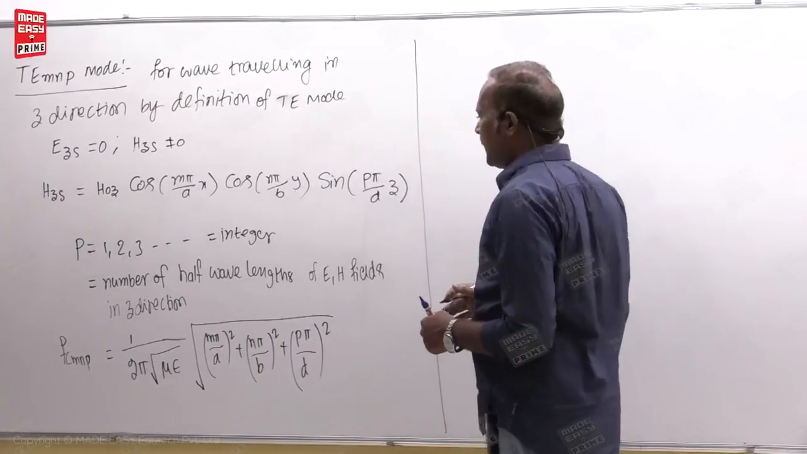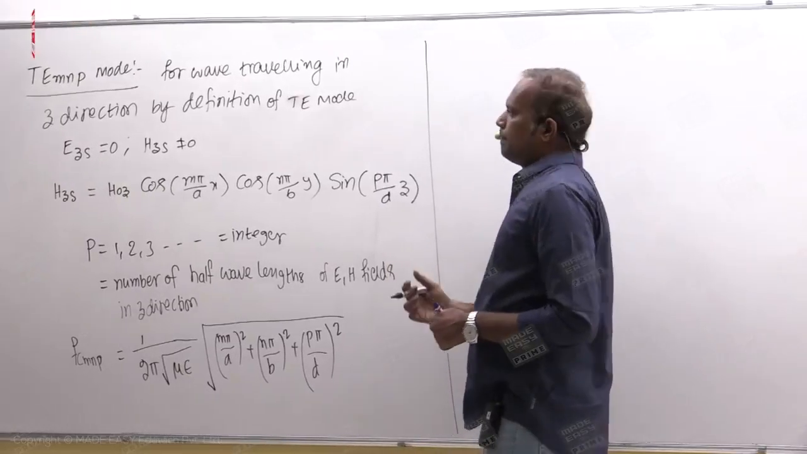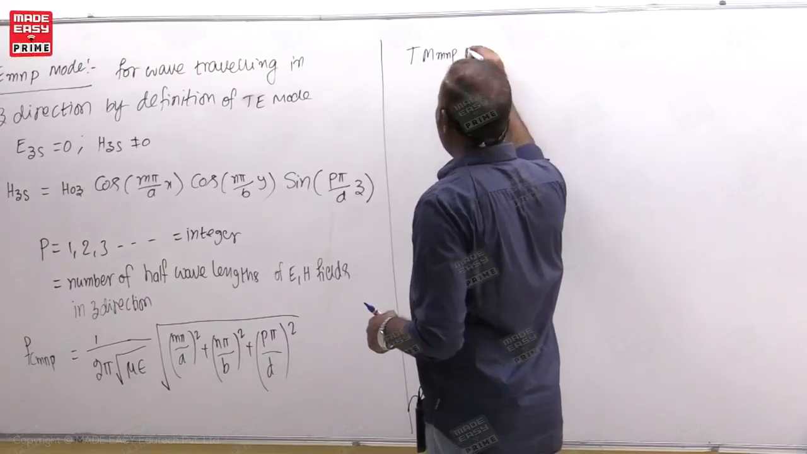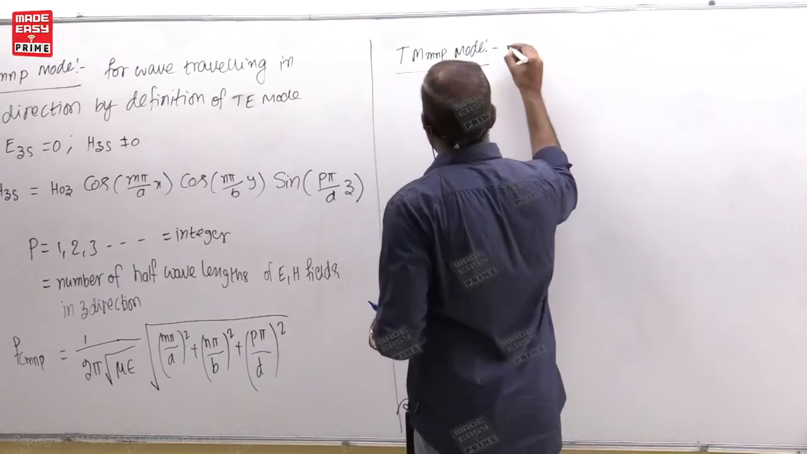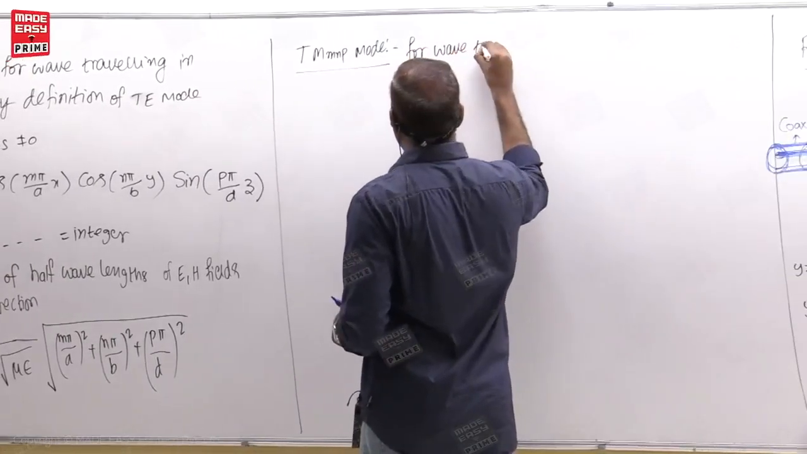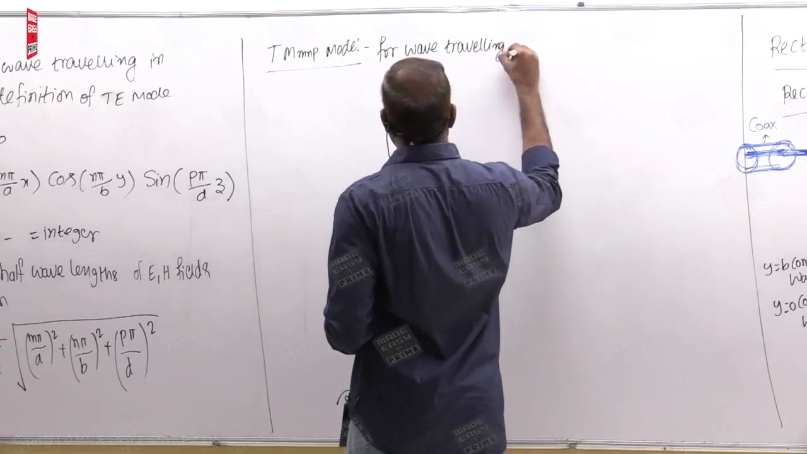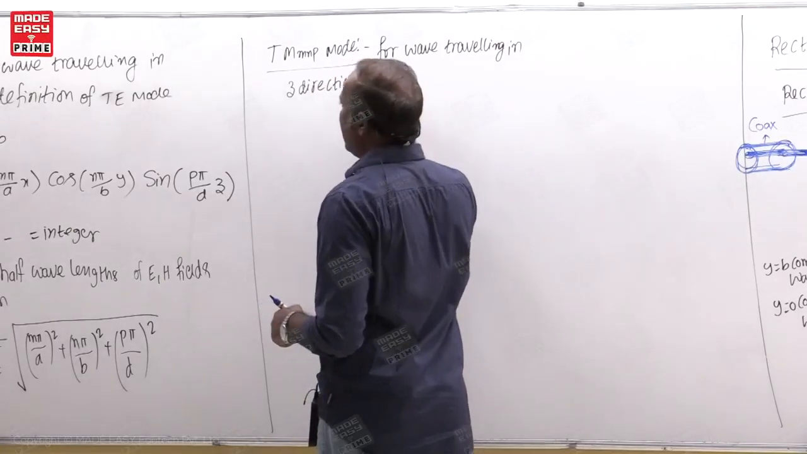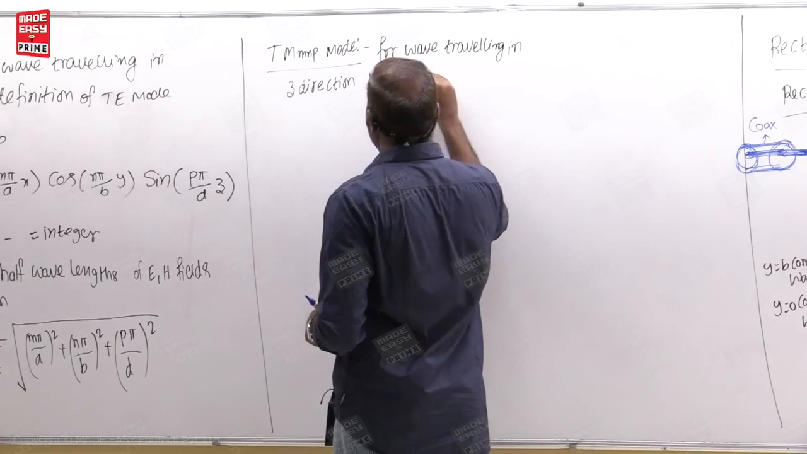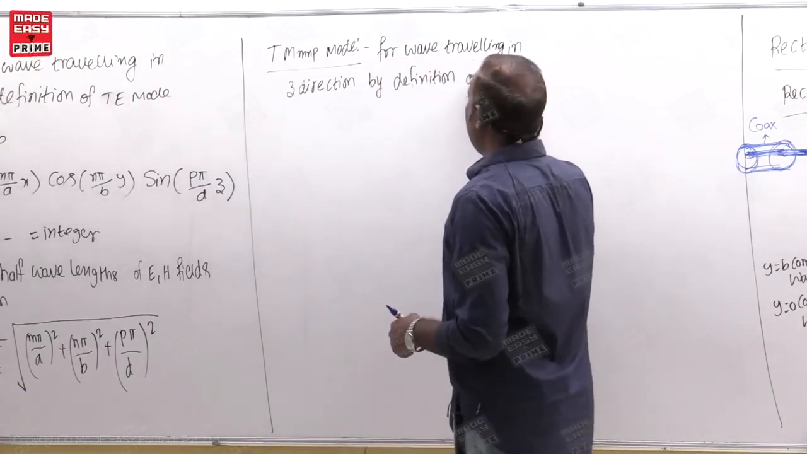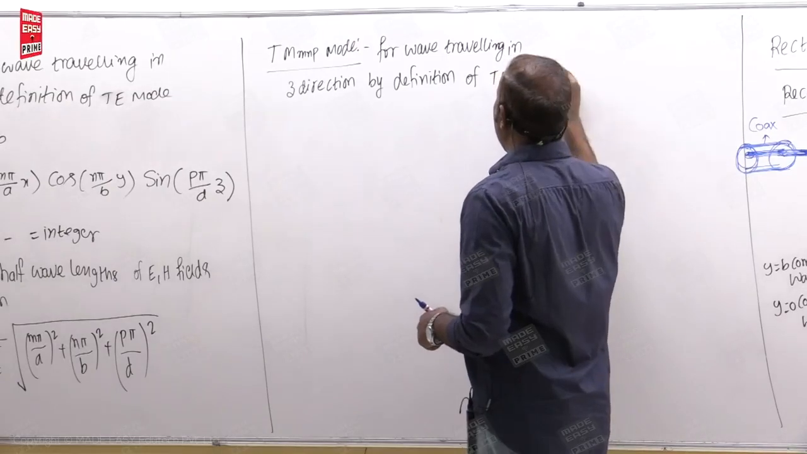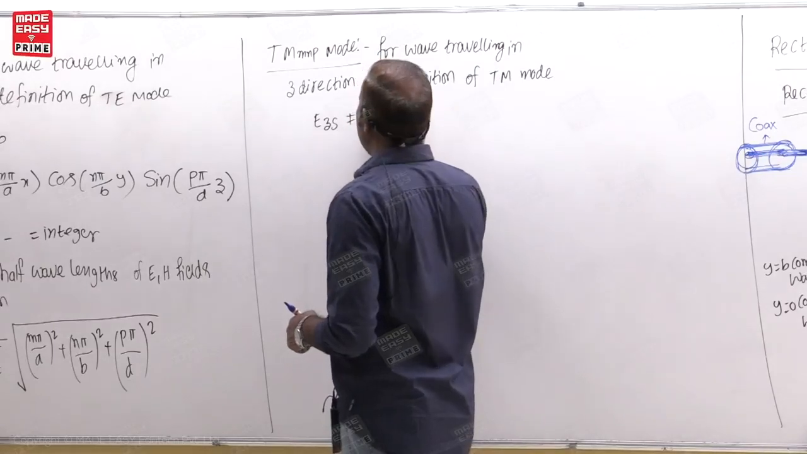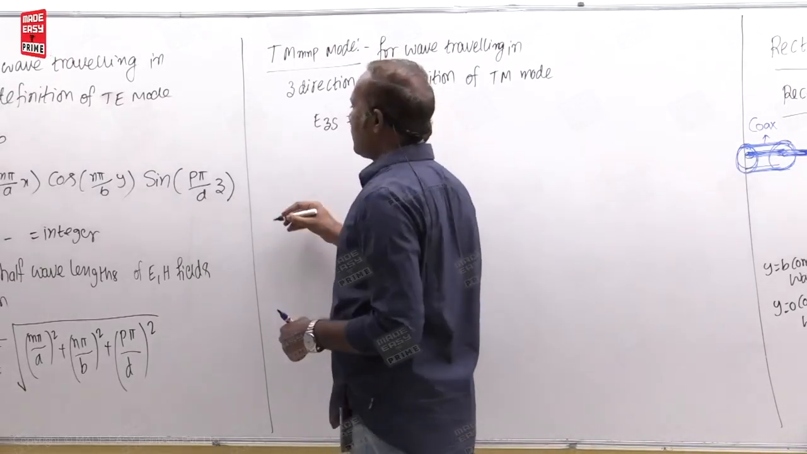Now, dominant mode later on I will write, okay? Dominant mode cutoff frequency. Then let us talk of TMMNP mode. Once again, for wave traveling in Z direction, by definition of TM mode, EZS not 0, HZS is equal to 0.